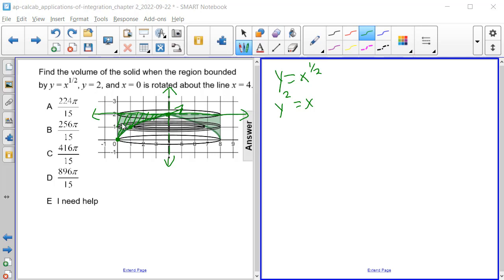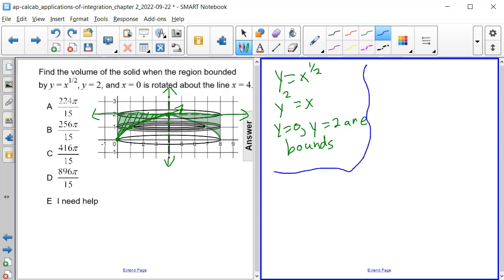If we look at our graph, we can see that the bounds with regards to y will be from 0 all the way up to 2. So y equals 0 and y equals 2 will be our bounds for integration. So we're going to have that the volume is equal to pi times the integral from 0 to 2. And now we have to determine what our outer radius is and our inner radius.